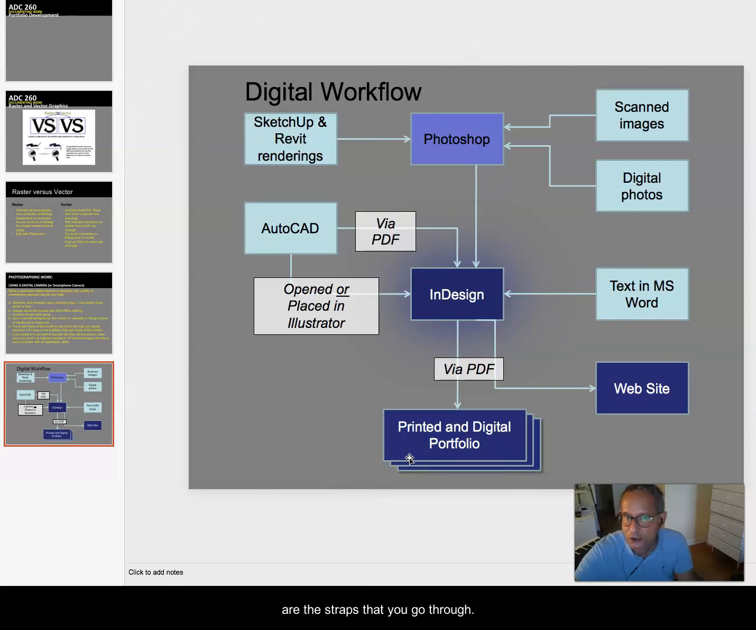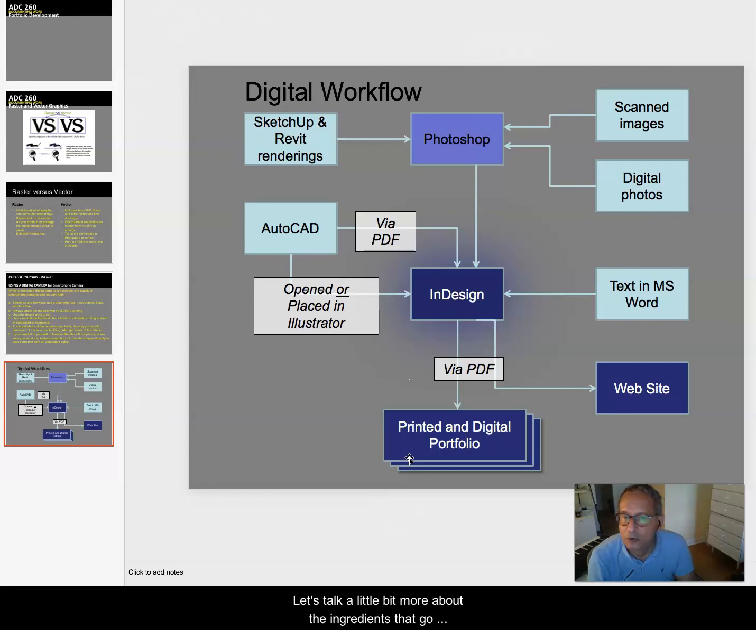These are the steps that you go through. So we're going to edit a lot of our raster images with Photoshop. If we want to render an AutoCAD drawing or a Revit line drawing, then you would bring those into Photoshop. But if you don't want to render them, they go as PDFs and we bring them into InDesign. So I hope that is relatively clear.